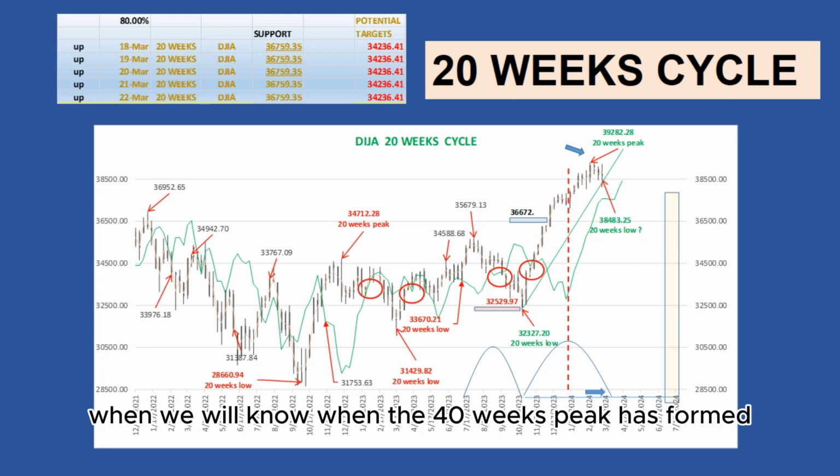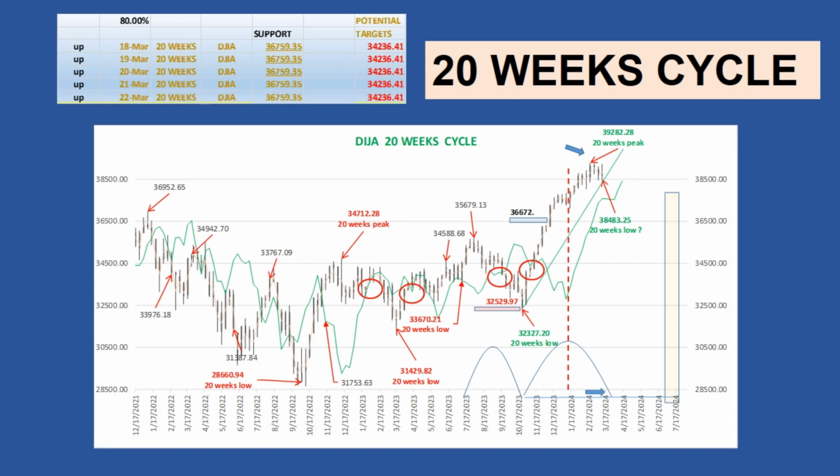How will we know when the 40-week peak has formed? When the 20-week low is confirmed, I will draw what I call the cycle trend line. Hurst called it the VTL. VTL stands for valid trend line, but to make it easier to understand, I prefer to call it the cycle trend line. How does it work? Let's take the example of this 20-week cycle.